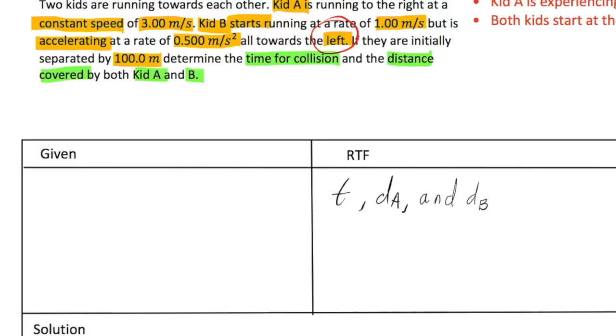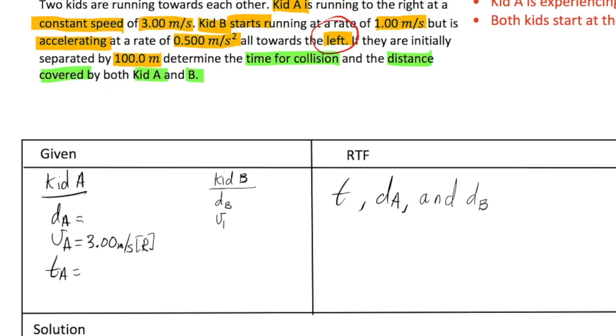So let's start off with Kid A. Again, since our first kid here is moving at a constant rate, the formula is very simple. Only 3 kinematic parameters. So the velocity of Kid A, and this time, since it did give it to us with directions, at least in the given section, I'm going to write it as the direction. 3 meters per second to the right. And that's all we specifically know about Kid A. Let's take a look at Kid B.